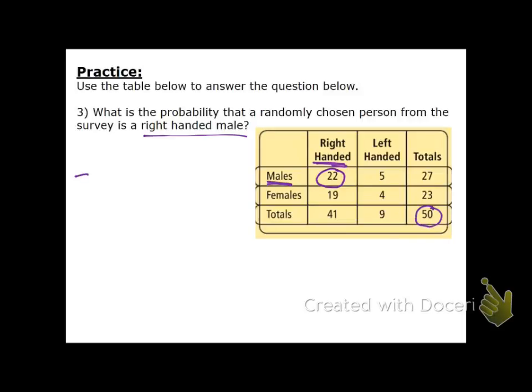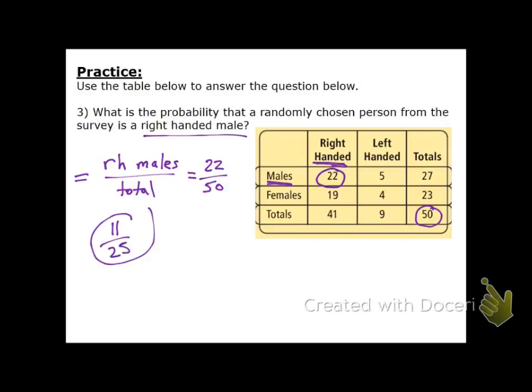So our probability that we're getting a right-handed male is equal to the number of right-handed males over total participants. So we have 22 over 50. Well, this will reduce down to 11/25. So the probability of a right-handed male in this survey is 11/25.